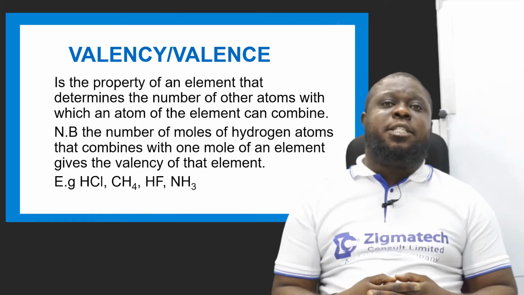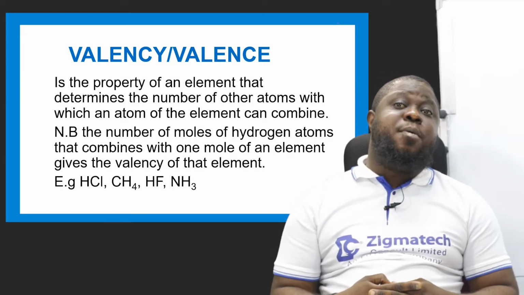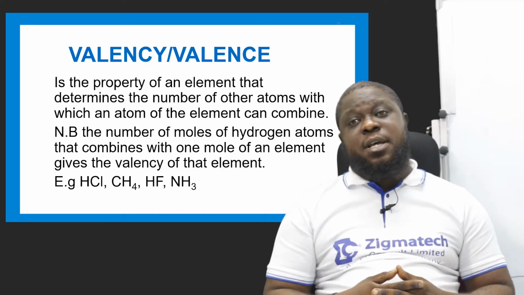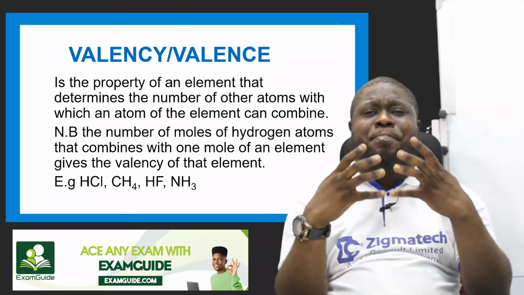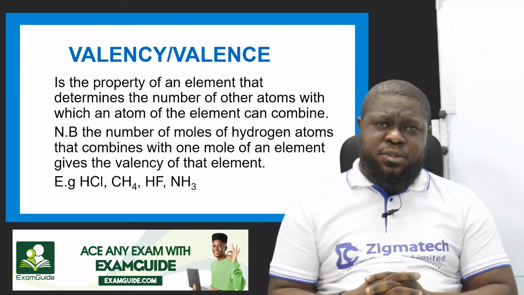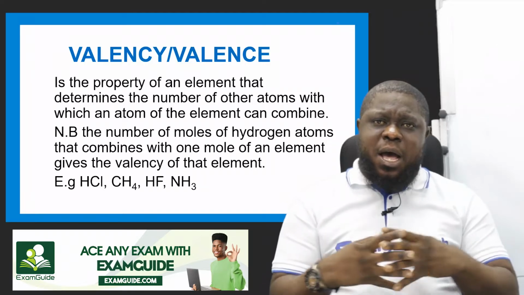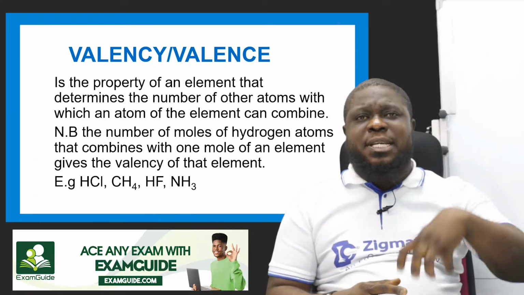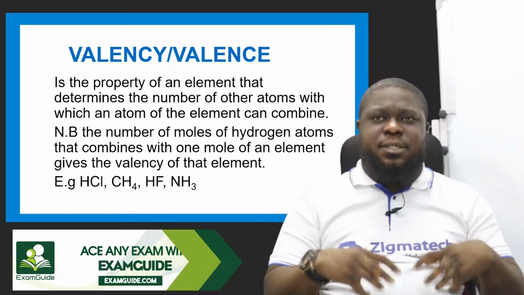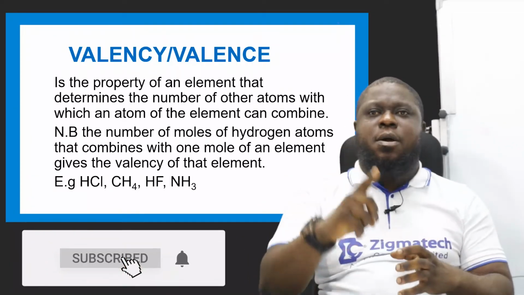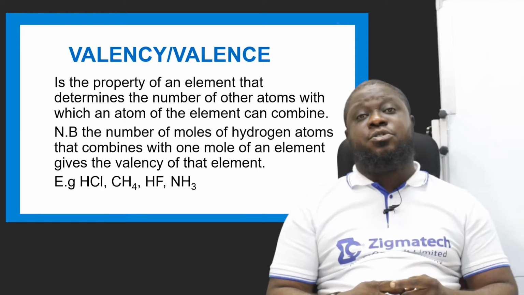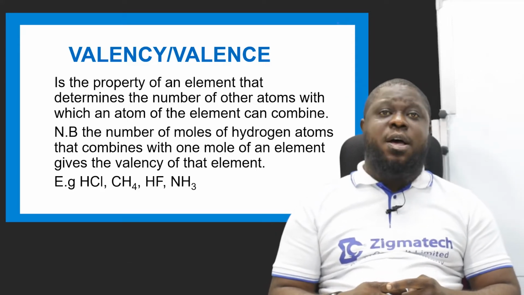So the property of an element that determines the number of atoms with which it can combine is called valency. I said it is the combining power of elements. Which power does this element possess in combining to make a compound? In essence, this combining power becomes a valence or a valency.